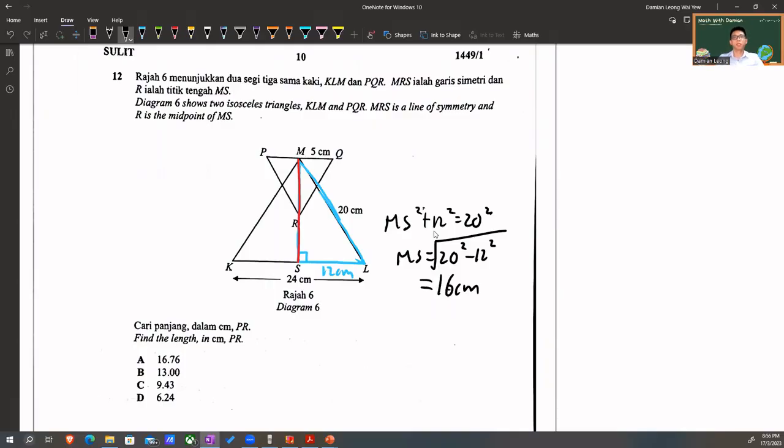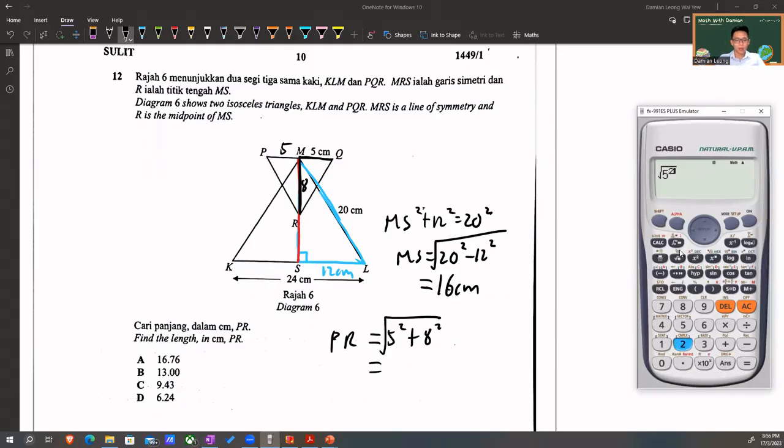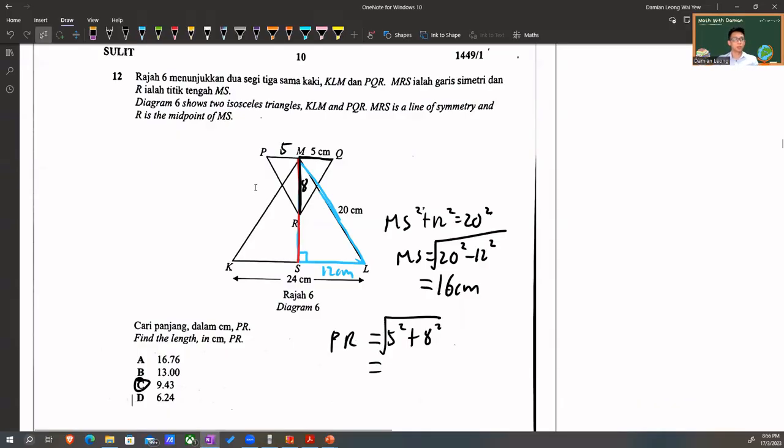They say R is the midpoint, so M to R here is half of it, 8 cm. So if MR is 8, MQ and PM should be the same. So PR, I can use Pythagoras theorem with the 5 and the 8. PR squared is 5 squared plus 8 squared. So we bring over the square, opposite is square root. So square root of 5 squared plus 8 squared is 9.43. Answer C. Right? Using Pythagoras theorem.